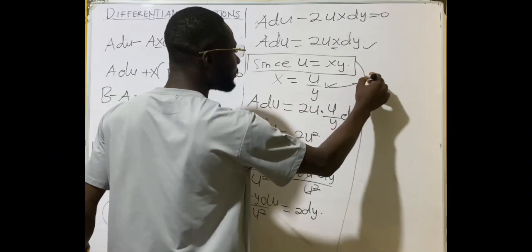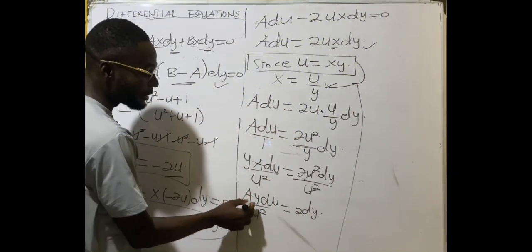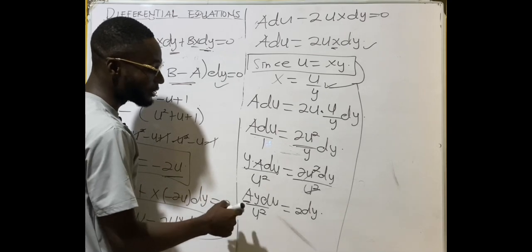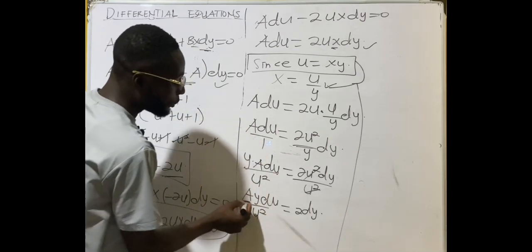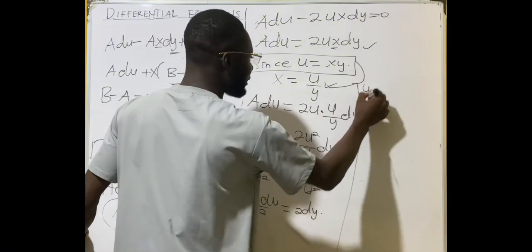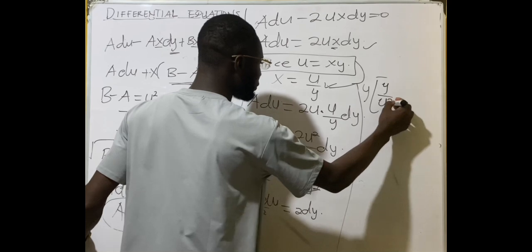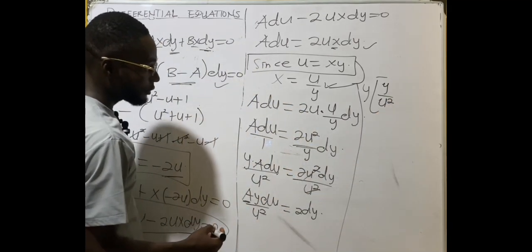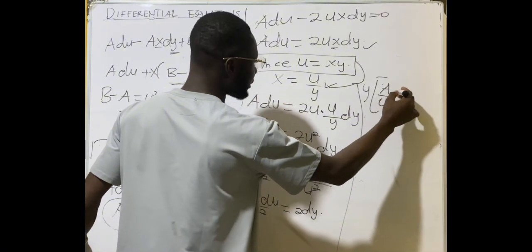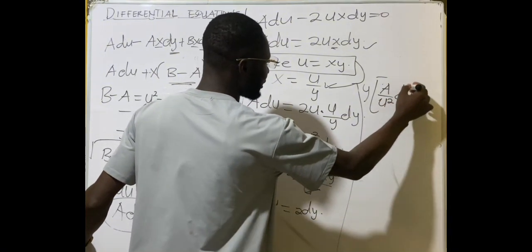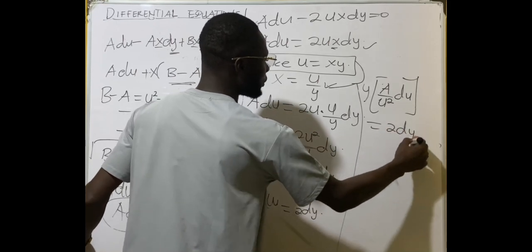No, we have to make sure that this a goes off because we are interested in du in terms of what? y. So we want to make sure that y comes out. Then we have y over what? u squared. A over u squared, right? A over u squared multiplied by du, and that is equal to what? 2 dy.